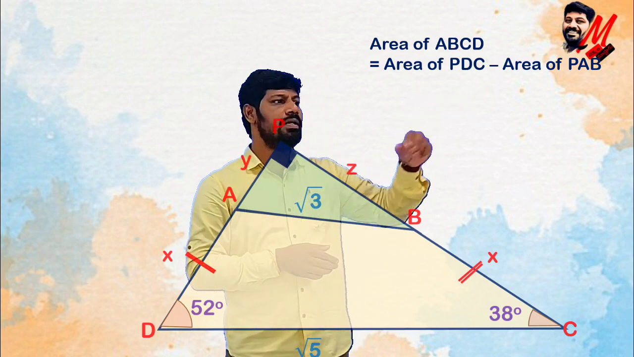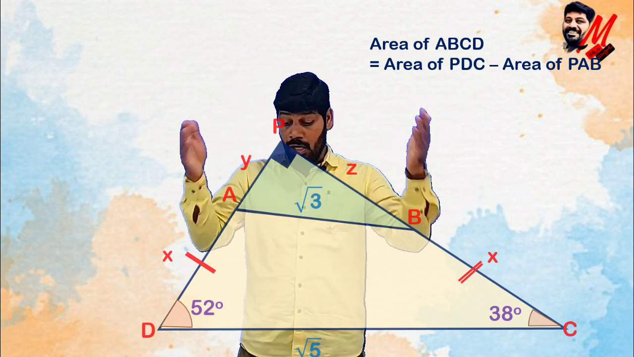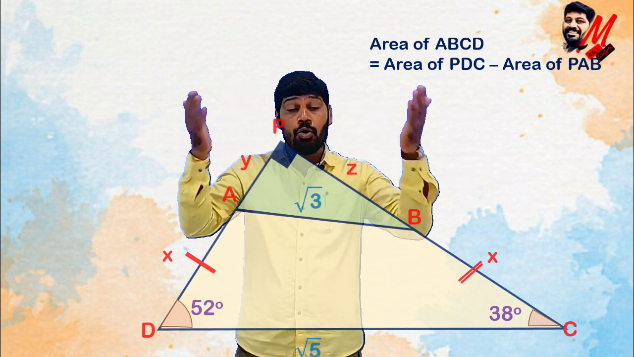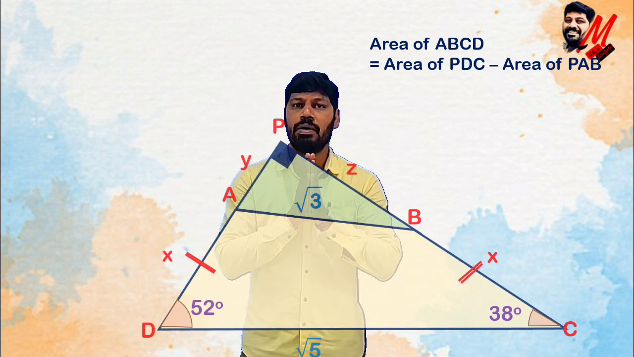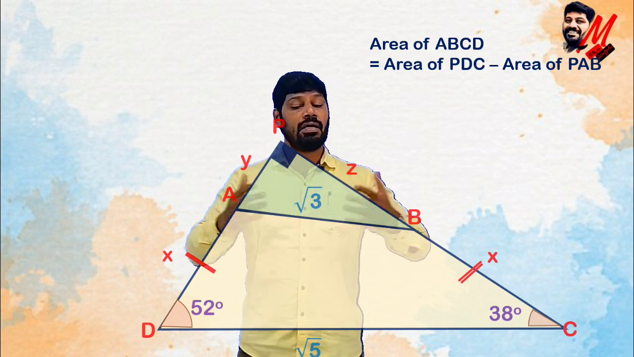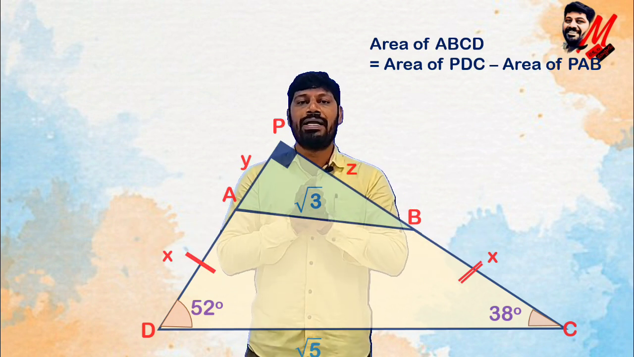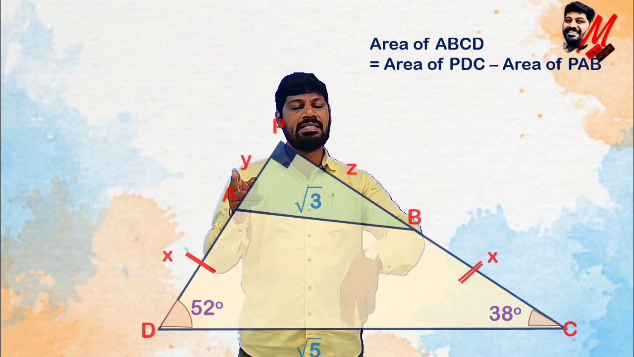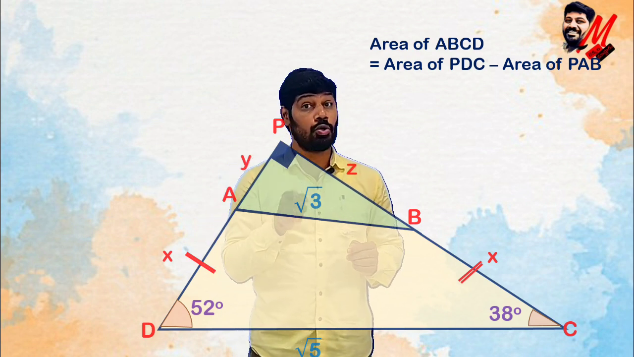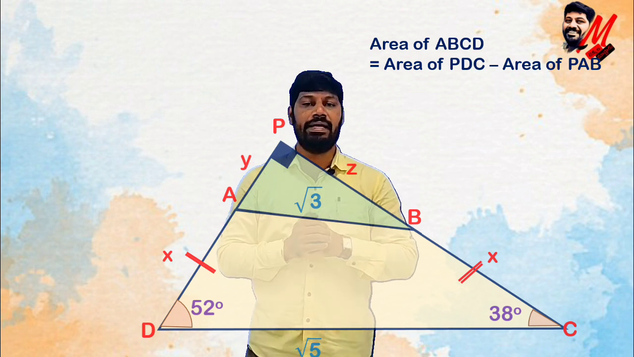So how are we going to calculate with the help of a formula only, but no information, especially no numerical information, was given about the legs of these two right triangles. But no problem, with the help of Pythagoras we can make it possible. So here, see the small triangle PAB. So y is there, z is there, hypotenuse root 3 is there, angle P is 90 degrees.